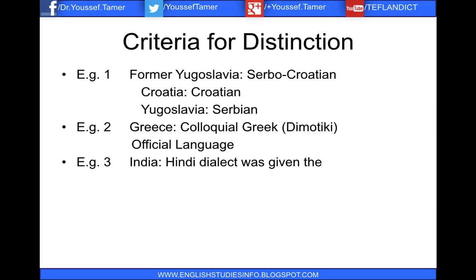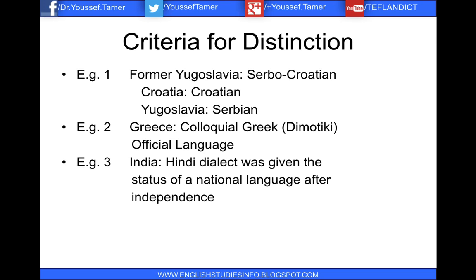Again, in India, the same thing happened. They used to have dialects. And then they opted for the stronger dialect in terms of the people speaking it, which was called Hindi, and it was chosen to become the national official language. It was given the status of a national official language after independence. After independence, that's what they did.